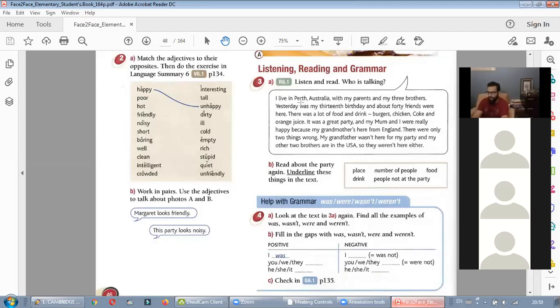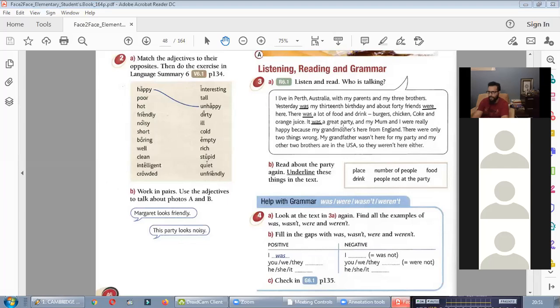So: I live in Perth with my parents and my three brothers. Yesterday was my birthday. Okay, this is our first was. We're here. Were here, that's another one. There was a lot of food and drink, and orange juice. Correct. It was a great party.